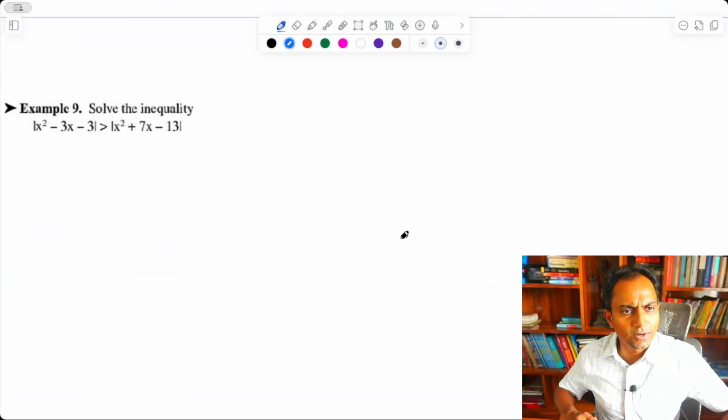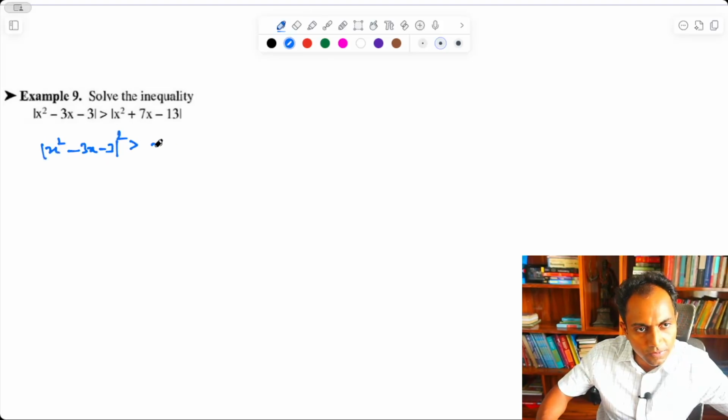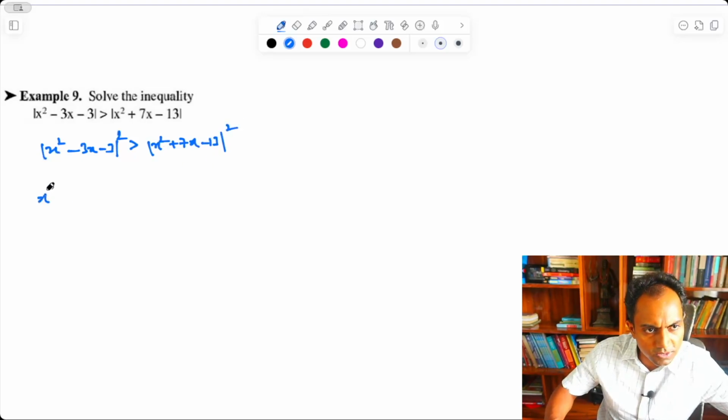Now again a similar kind of question is given. You can pause the video and try to solve it. Those who have still not got it, let us see it one more time. So what we have is this modulus, we can square it up. x square plus 7x minus 13, again we'll square it up. So the modulus will go away, and we'll take them on the same side.